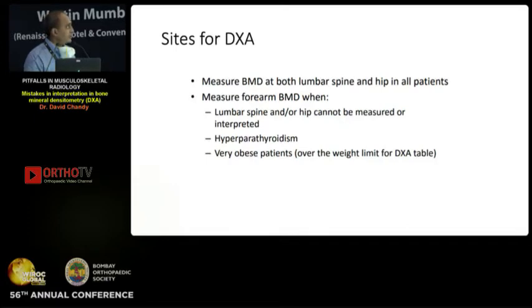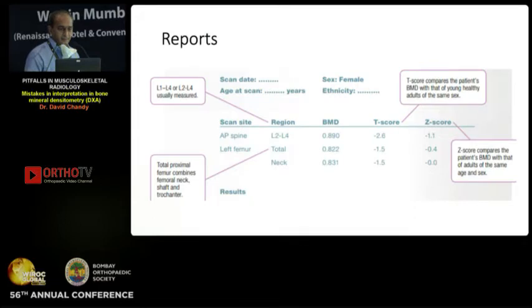In very obese patients, the patient can't fit into the machine. That is why you cannot get a scan of the hip and of the spine. That's why you look into the forearm bone density. Now, this is the usual report. So what all do you look into?